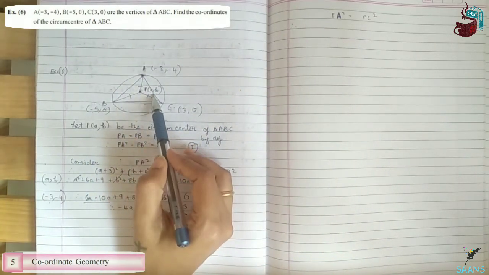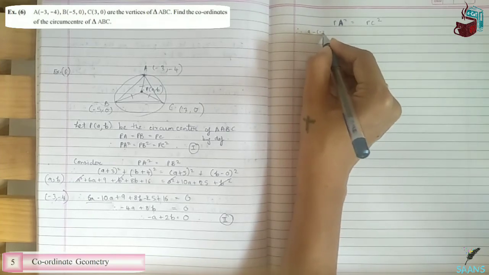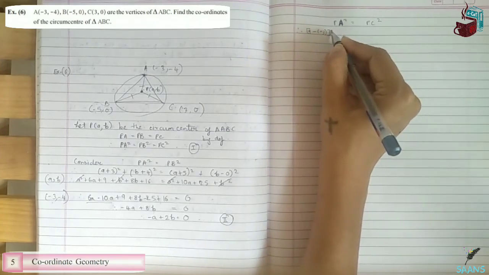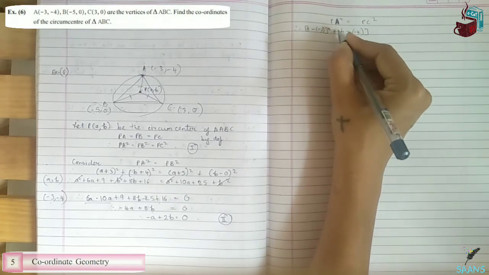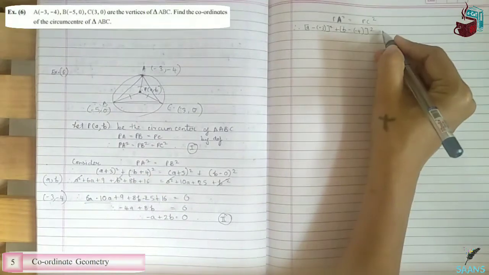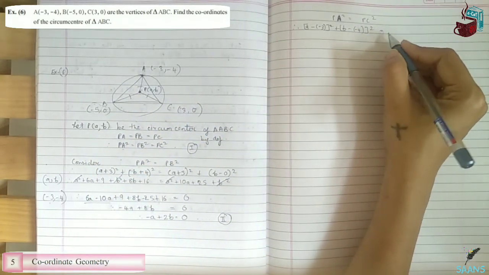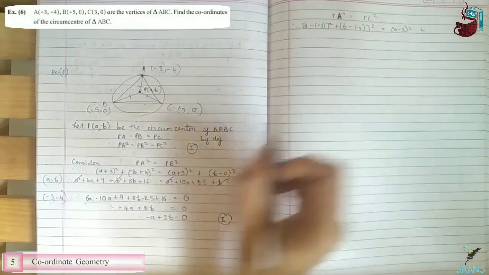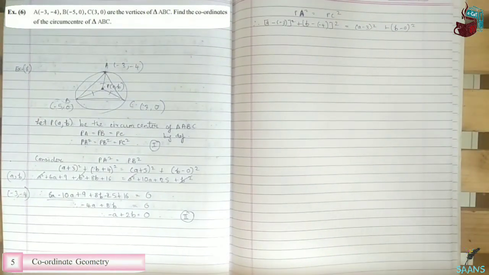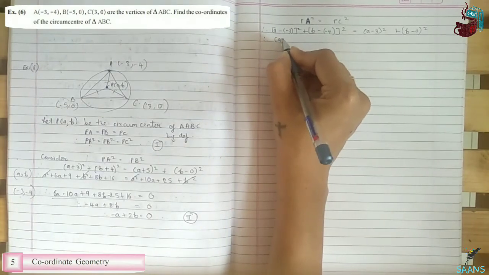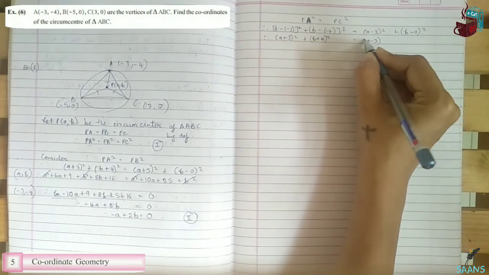PA is a minus of minus 3, x2 minus x1, the whole square, plus y2 minus y1, that is b minus of minus 4, the whole square. See, here I'm doing everything directly, okay? Similarly for C, x2 minus x1 the whole square, that is a minus 3 the whole square, plus y2 minus y1, that is b minus 0 the whole square. Let's take a little bit on this side. Therefore, this is nothing but a plus 3 the whole square plus b plus 4 the whole square is equal to a minus 3 the whole square plus b square.